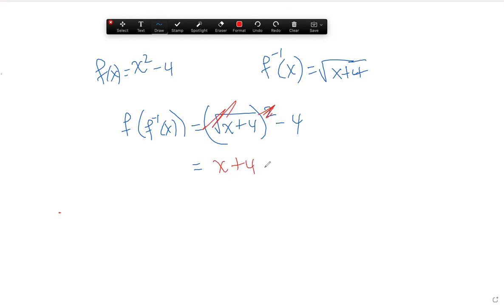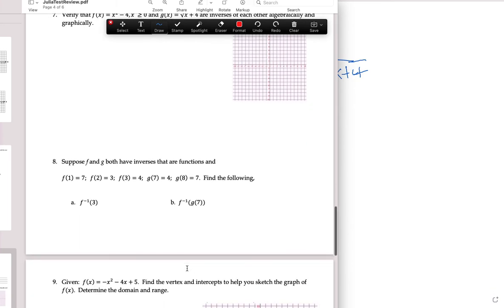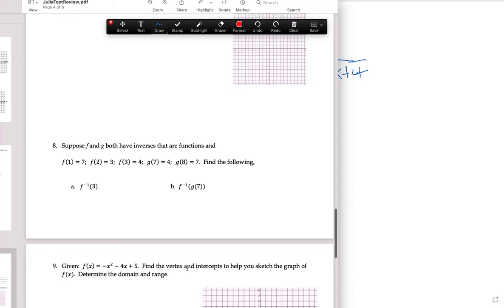So you get x plus 4 minus 4. The plus 4 minus 4 get rid of each other, so it equals x over. Make sense? Yeah. Okay. 8. Suppose f and g both have inverses and that are functions, and f of 1 and blah blah blah.